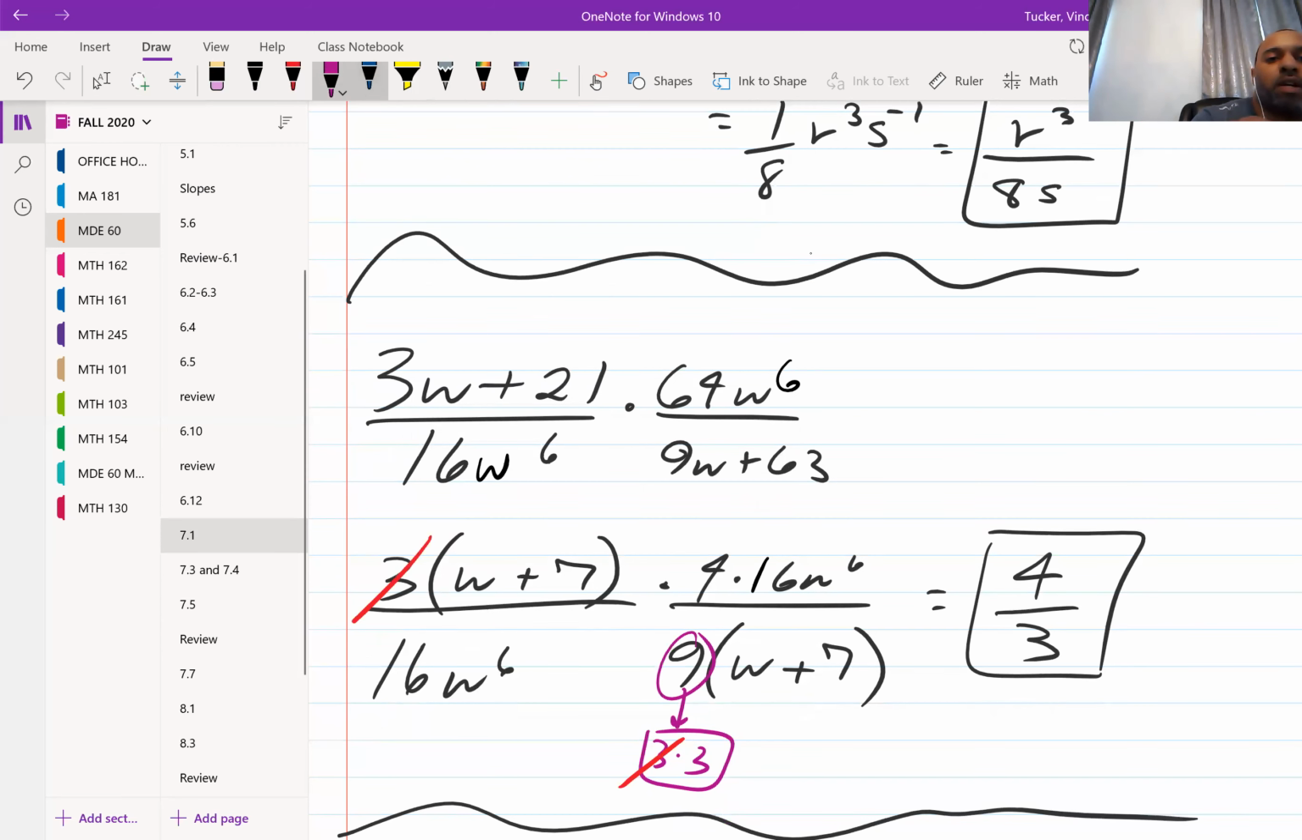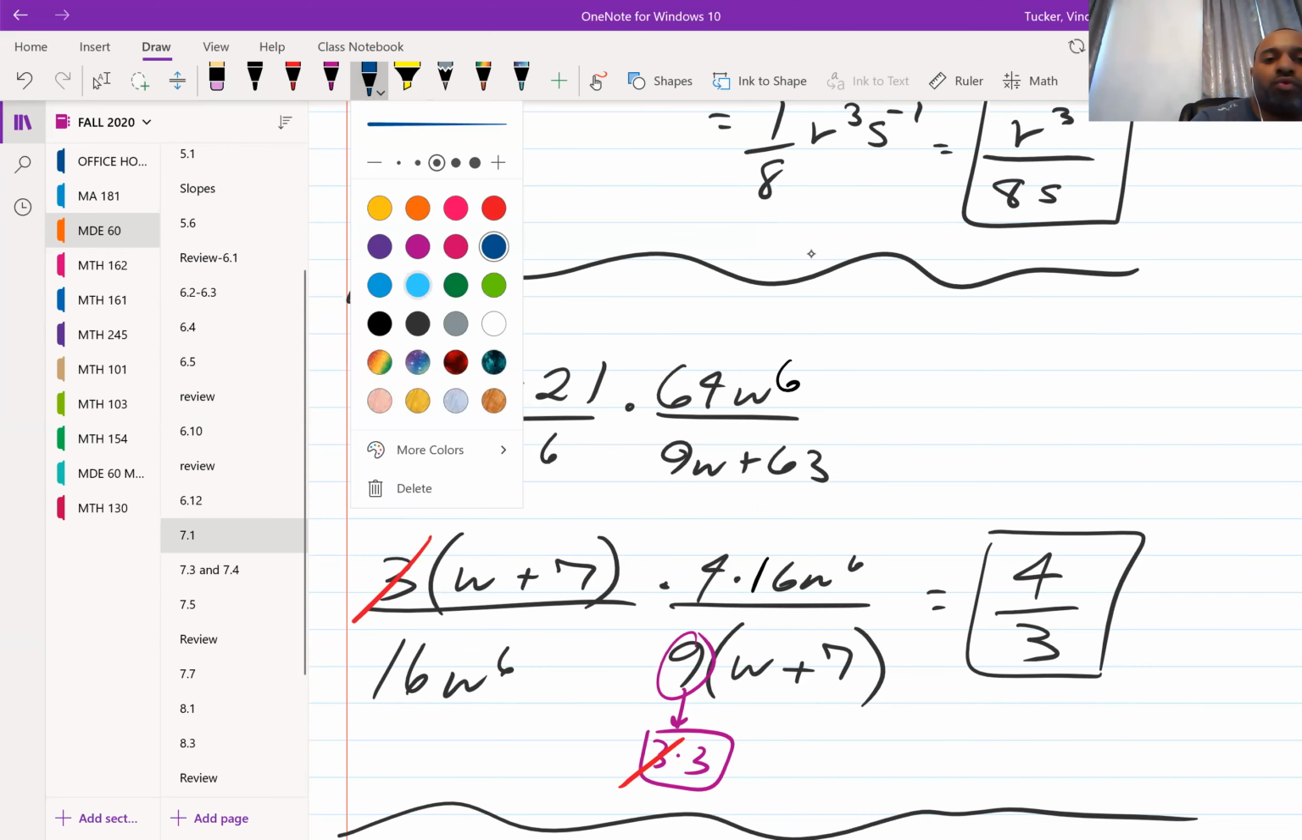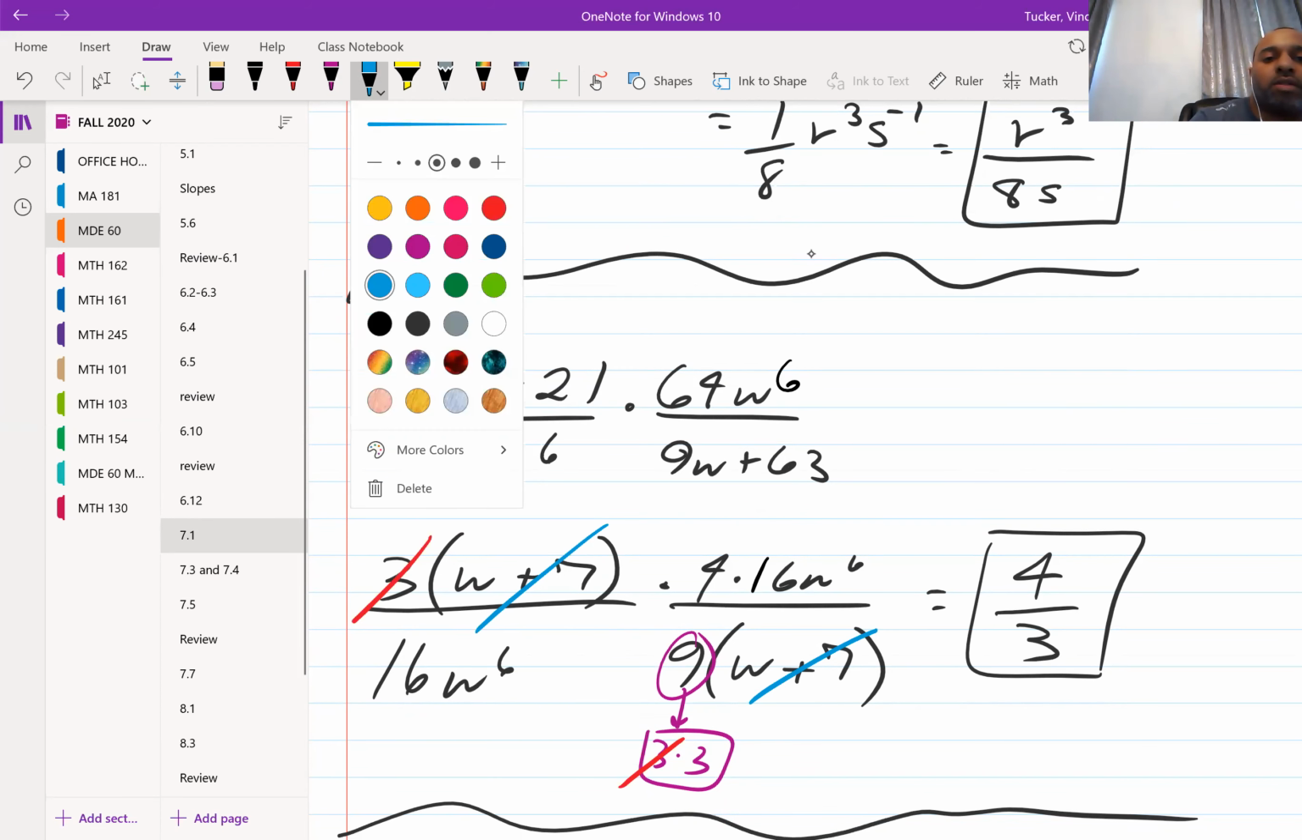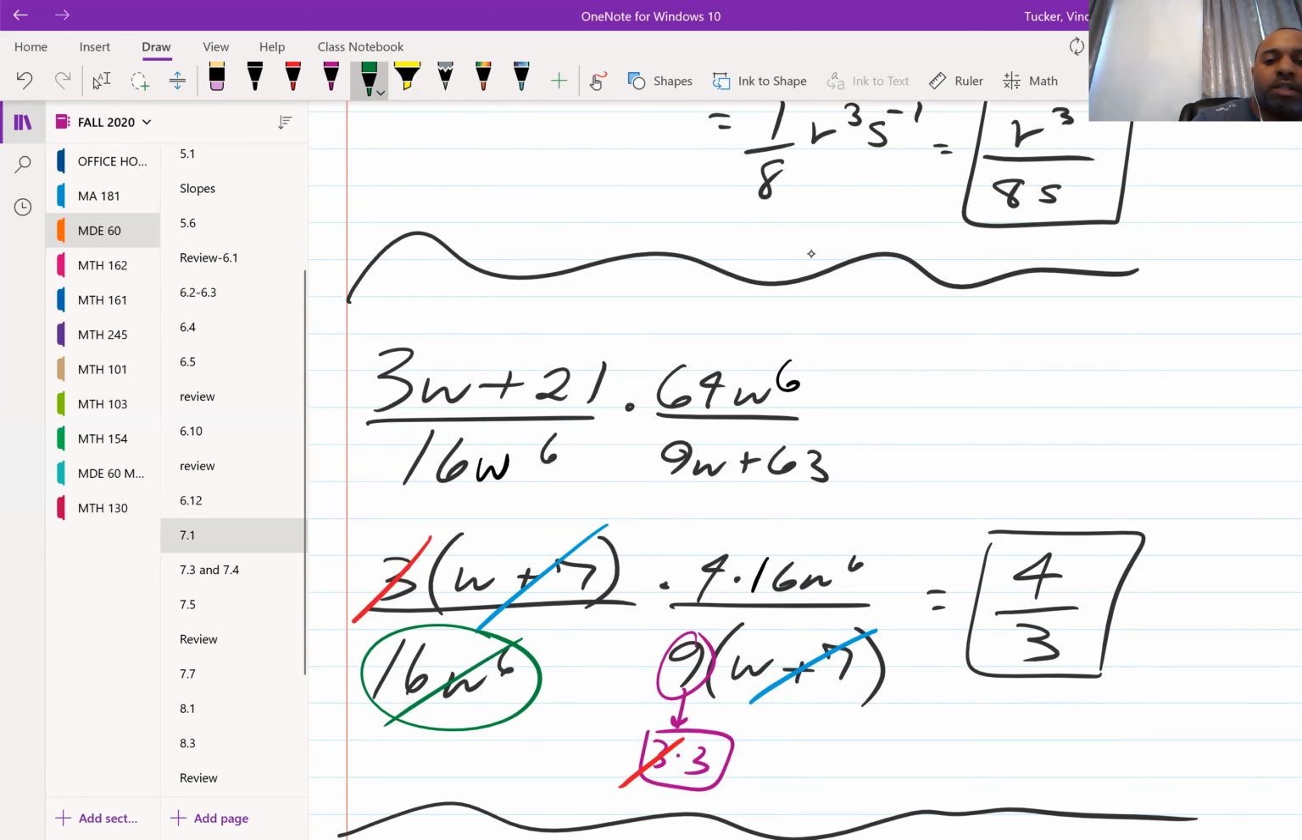Then I can cancel out w plus 7. Then I can cancel out 16w to the 6. So what I'm left with in my numerator is 4, and in my denominator, one of those 3's from the 9. So that's how we have 4 over 3.